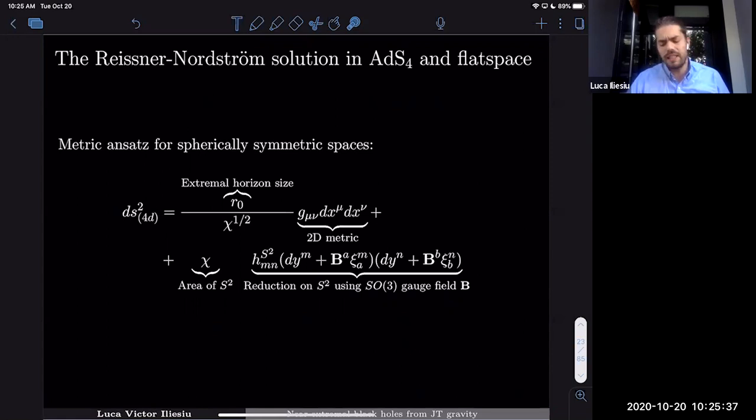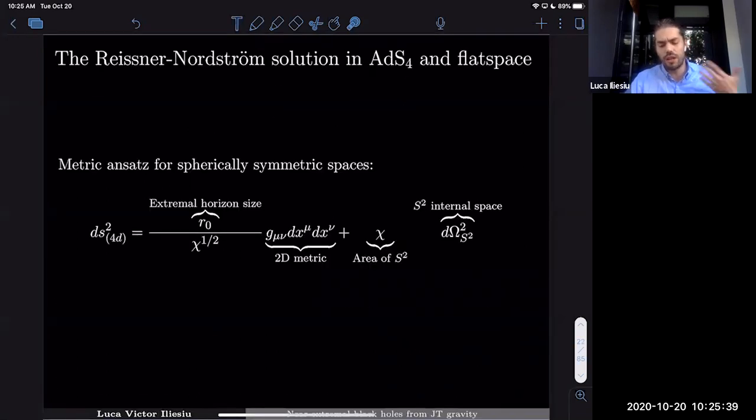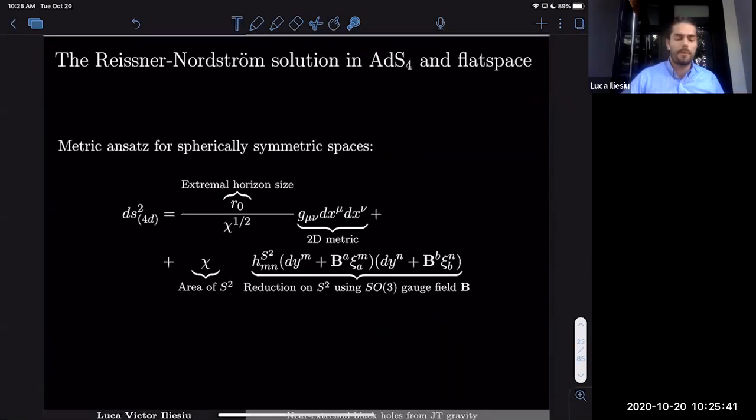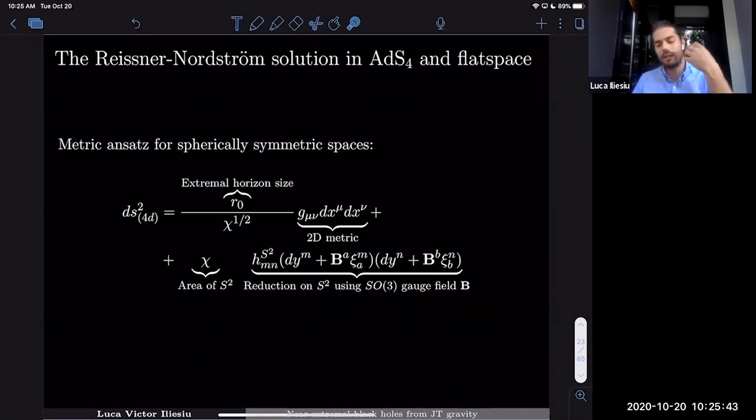Good, but this is not the most general metric ansatz that you could make. In principle, you should also care about the fact that in the gravitational theory you have diffeomorphisms that could change your location along the S2. To capture that, we have to introduce an SO(3) gauge field that couples to the Killing vectors of the sphere S2.